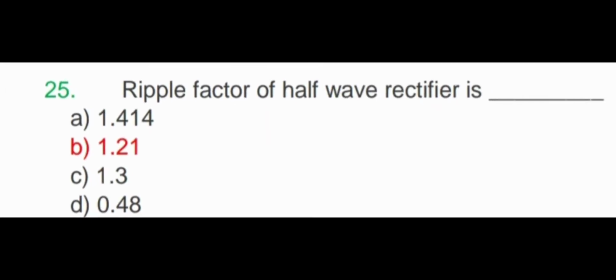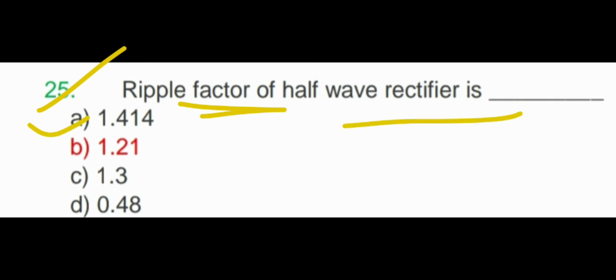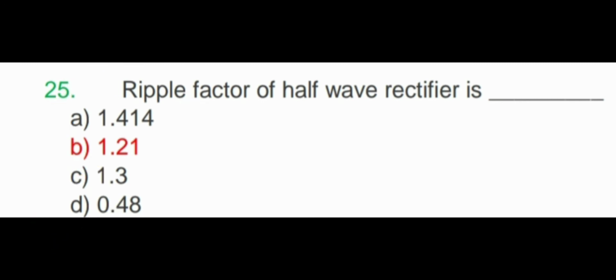Question number 25. Ripple factor of half wave rectifier is option A 1.414, option B 1.21, option C 1.3, option D 0.48. Then the answer is 1.21.